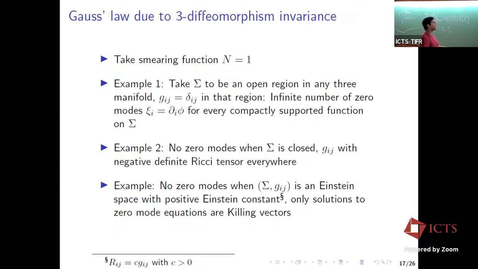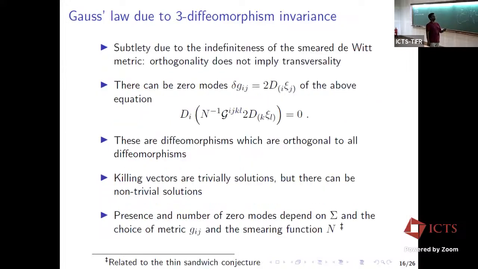So suppose we take the smearing function to be 1 everywhere on sigma, which is a good choice because it's positive everywhere. So one example is to take sigma to be an open region in any three-dimensional manifold, and the metric to be flat, or Euclidean, in that region. And then one can see by just plugging these inputs into this equation that there are an infinite number of zero modes which are parameterized by compactly supported functions on this open region. So there are gradients of this compactly supported function, and if one plugs in that expression for xi here and all the remaining things for gij equal to delta ij and so on, then we see that this equation is automatically satisfied.